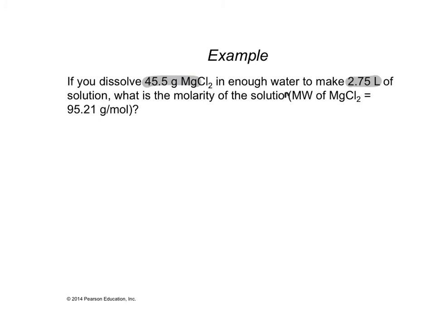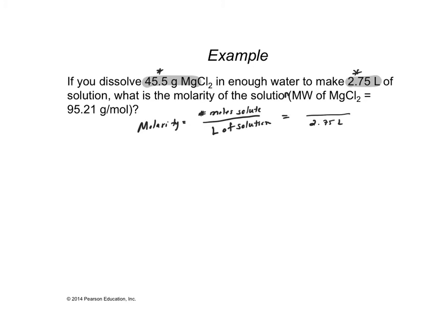First, what is the definition of molarity? Molarity is defined as the number of moles of solute divided by the total volume of solution in liters. So this is liters of solution. We already know the liters of solution: it's 2.75 liters total, and they give us that. What we need to calculate molarity is the number of moles of solute. Unfortunately, they don't give us moles of solute, they give us grams of solute. Again, the solute here is magnesium chloride, and water is the solvent.